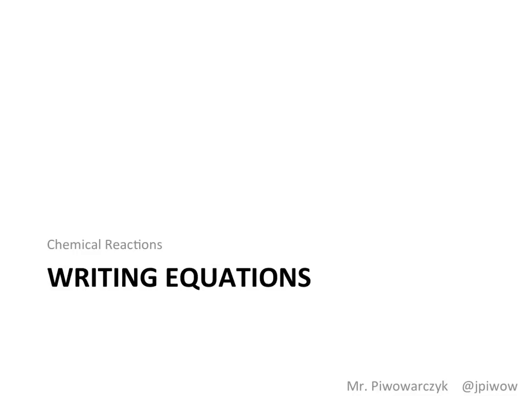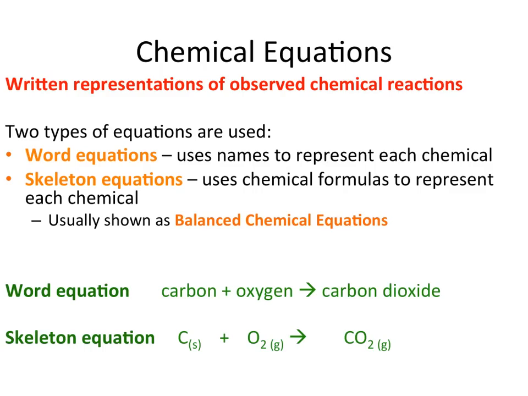Hey folks, welcome to this episode on writing equations. So what is a chemical equation? Well, it's just a written representation of an observed chemical reaction. We can't actually see what's happening at the molecular level, but we try to represent it through the use of equations. We have two main ones that we use, word equations and skeleton equations.